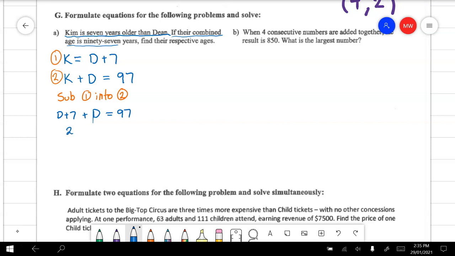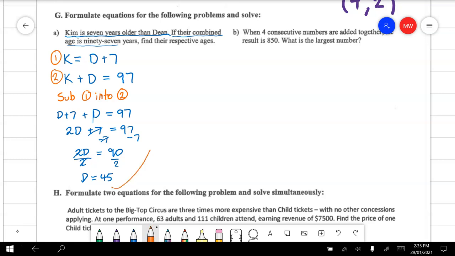Collect up my like terms. I've got two D's here, the 7, 97. Okay, let's take 7 off both sides. I've got 2D equals 90. Let's divide by 2 both sides. And so we know that Dean is 45. Okay. Now we've got that.